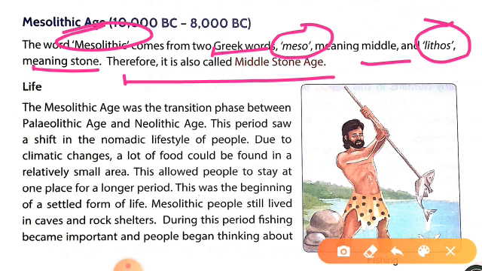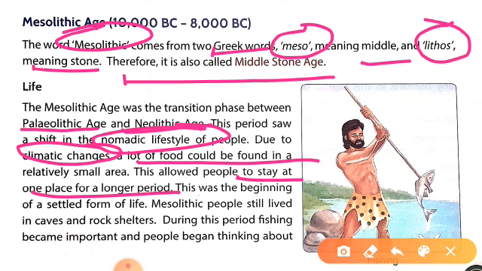This Mesolithic age, in between the two ages, the Paleolithic and Neolithic ages, saw a shift from the nomadic lifestyle. People were nomadic in the Paleolithic age. Now they changed their lifestyle and settled in small villages. Why? Because of climate change. They got a lot of food in a small area, and this allowed people to stay in one place for a longer period. This was the beginning of a settled life. So the Mesolithic period was the beginning of the settlement of human life, which means they started to settle in one place.